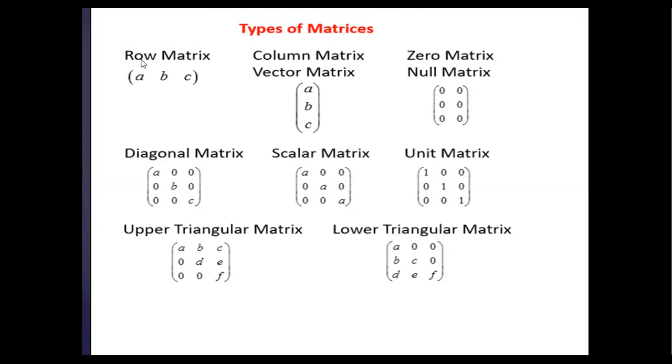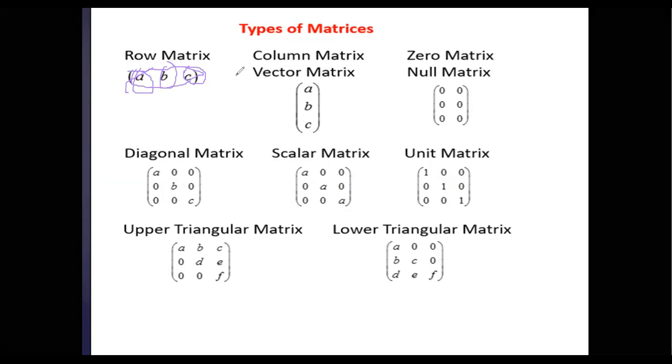See, the meaning of row matrix is what? A matrix having only one row but n number of columns is called row matrix. In this example, you can see that here we have only one row, but more than three columns. So a matrix having only one row and any number of columns is called row matrix. Like that, what is the meaning of column matrix?